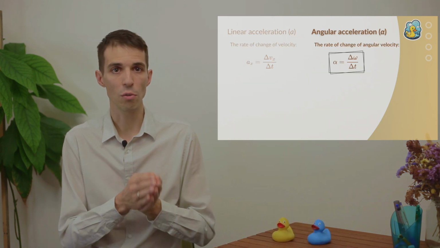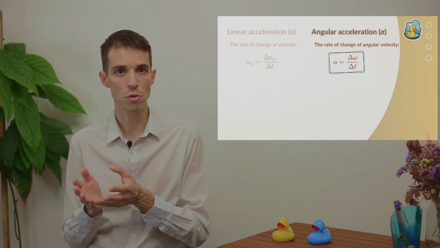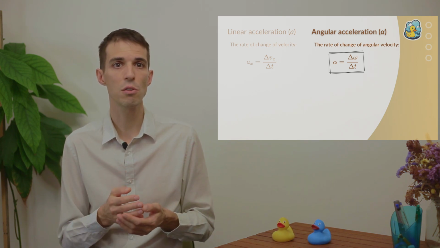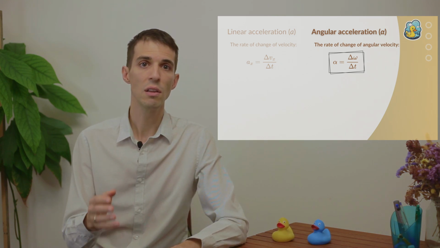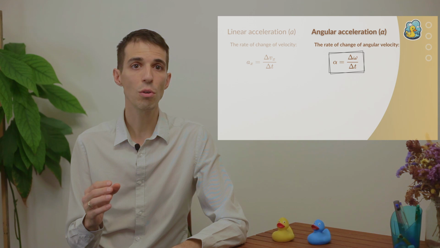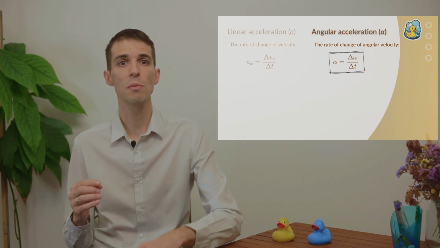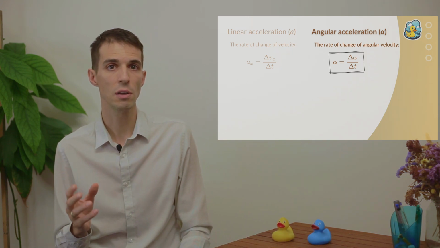Now let's compare angular acceleration to linear acceleration. In linear motion, acceleration tells us how fast an object is speeding up in a straight line. In rotational motion, angular acceleration describes how fast something is speeding up or slowing down as it rotates. A great everyday example of angular acceleration is a ceiling fan. When you turn on a ceiling fan, it starts from rest and gradually speeds up. That's angular acceleration. The blades are accelerating until they reach their final speed.